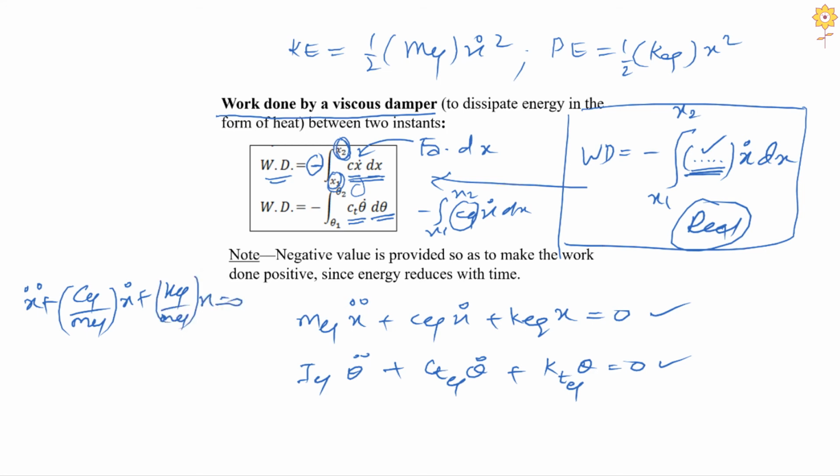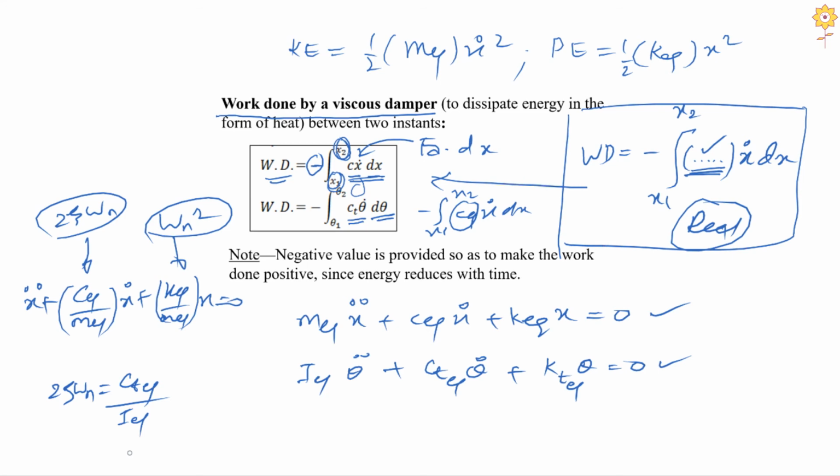And here we have to remember that this thing within the brackets is nothing but omega n squared, and this other thing within the brackets should be equal to, if you remember the contents covered in the last lecture, 2 zeta omega n, right? So this is very important here. Likewise you can write it for the second equation also, right? So 2 zeta omega n can be written as Ct equivalent upon I equivalent. Also omega n squared can be written as Kt equivalent upon I equivalent.